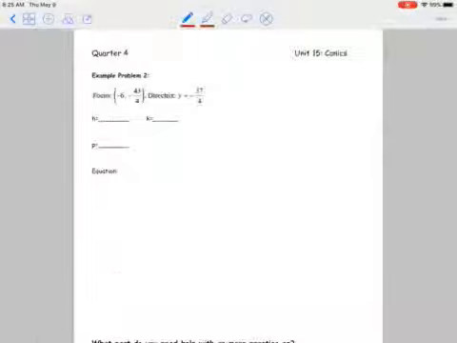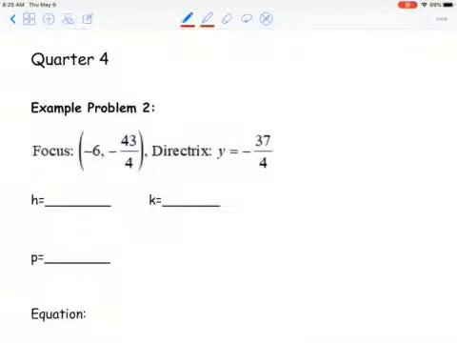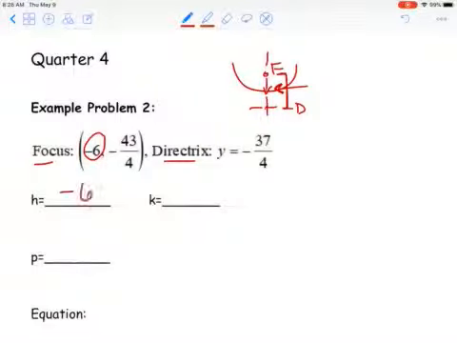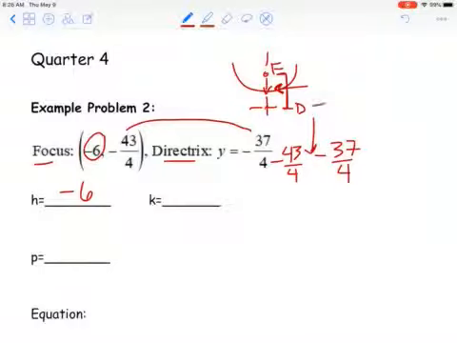Now with these other ones where you see points given, remember on my graph, the focus is here, my vertex is here, and my directrix is here. So halfway between here is my vertex, if I'm giving my focus and my directrix. So if you look, the x value is going to be the same, -6. But my y value is between these 2 points. So halfway between -37/4 and -43/4 on a number line is going to be -40/4, which is -10.